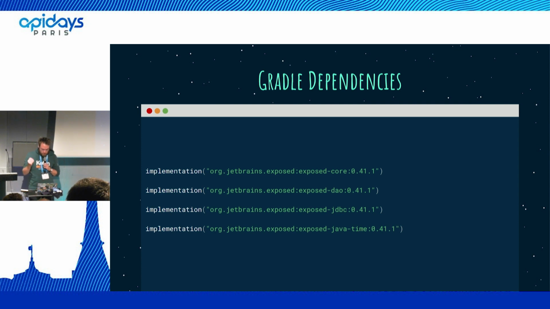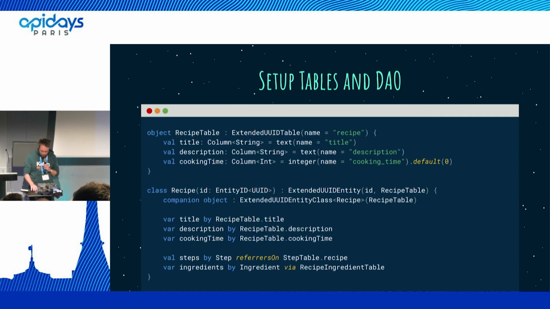Okay, so we define all the libraries we want in our dependencies, in our Gradle dependencies. And then we're going to create our table. For example, here I'm going to create my recipe table with the title, description, cooking time, and so on. So all the columns that belong to the table.